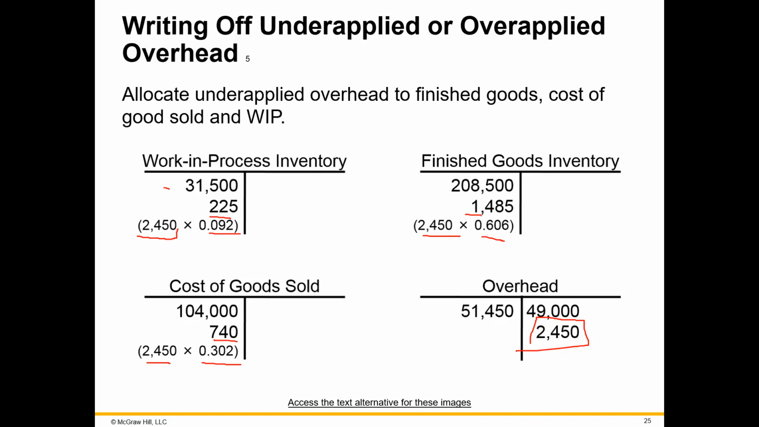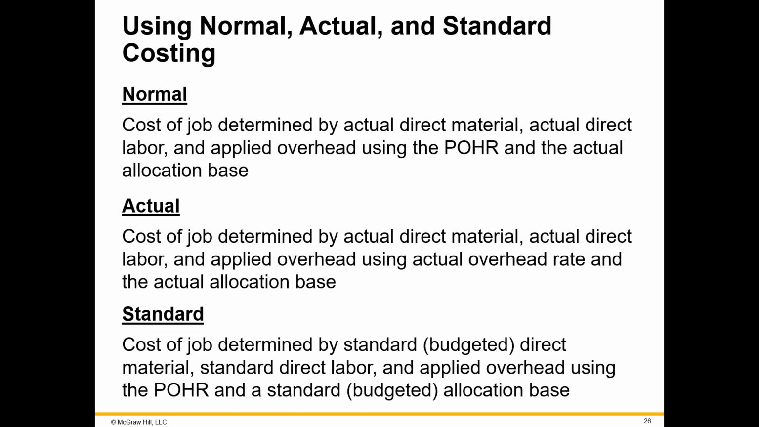This slide talks about the different ways we can allocate these costs. So some companies will determine the cost of a job using actual direct materials and actual direct labor, and then they will apply overhead using the predetermined overhead rate and the actual allocation base. So that's what we just did in the prior slides. We used this overhead rate, which is based on an estimate, but we applied that rate to actual direct labor cost figures.